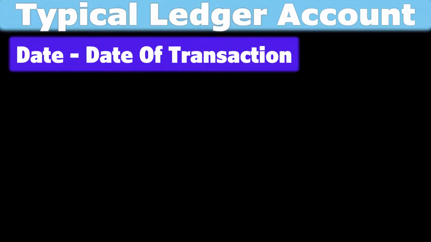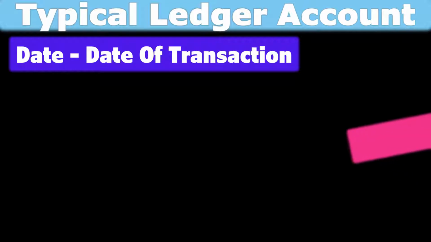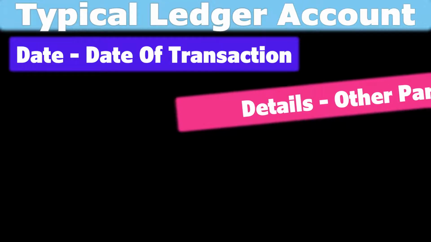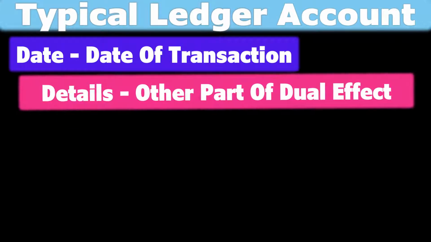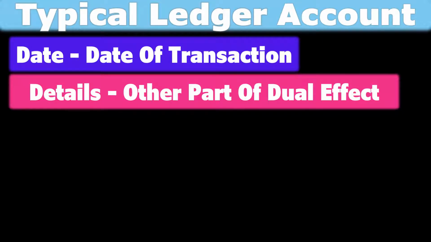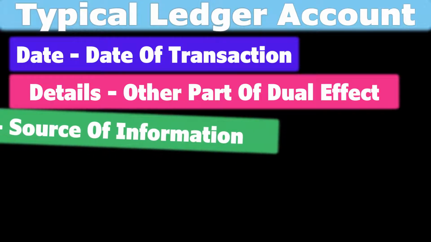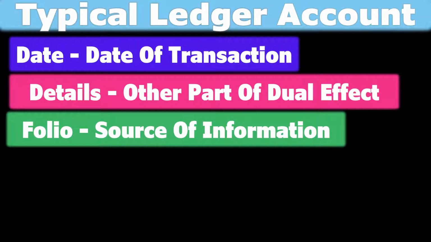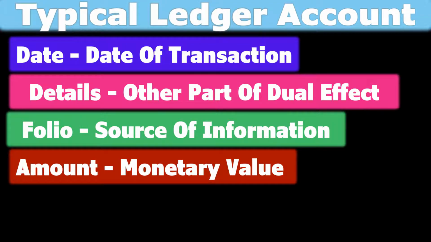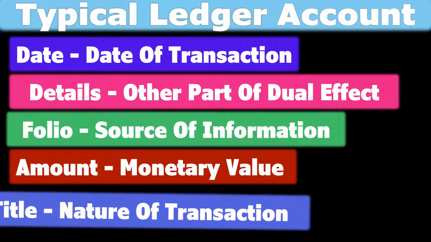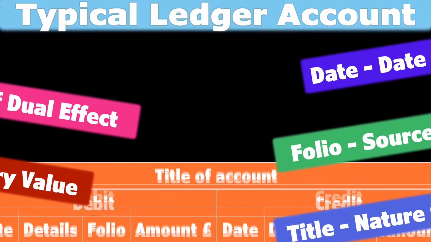Its date column contains the date of the transaction. Its detail column, also known as its narrative column, contains the title of the other account that holds the second part of the dual effect. It may also have a brief description of the nature of the entry. The optional folio column contains a reference to the source of the information. The amount column contains the monetary value of the transaction, and the title of the account is a name that reflects the nature of the transaction. This is an outline of a typical ledger account.